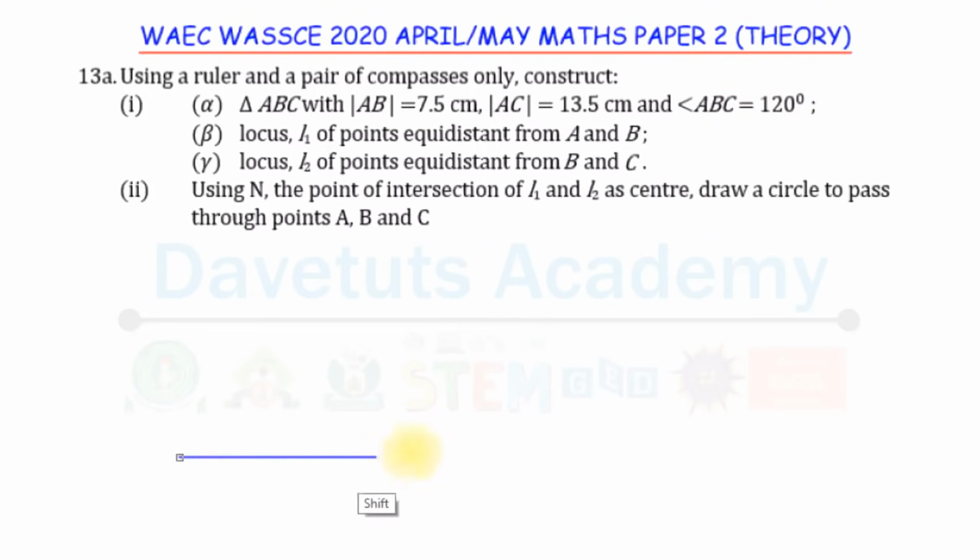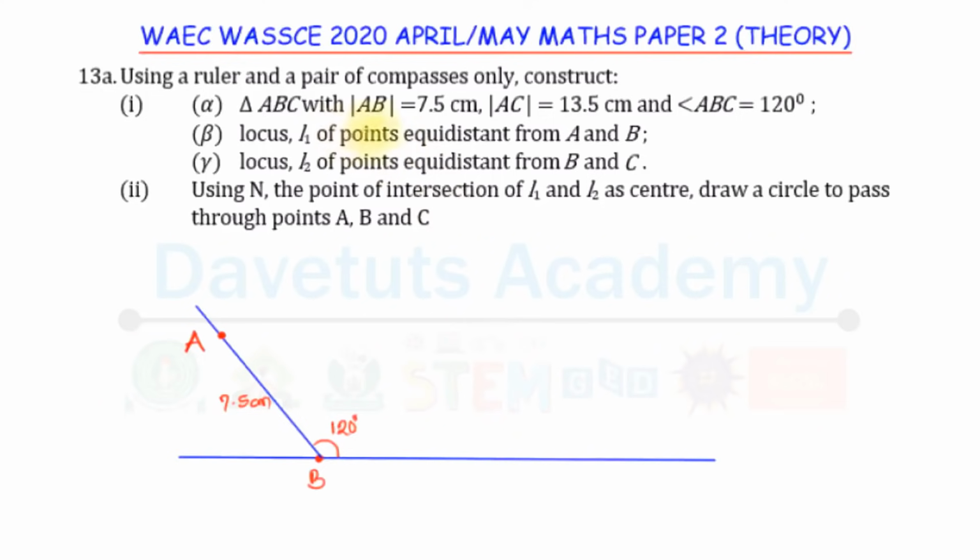So if we have our straight line like this, we can say we want to locate point B. So this will be point B, and it is on point B that we can mark off 120 degrees. So from B, we want to mark off 120 degrees to go to line A. Something like this. Here this is going to be 120 degrees. And then from B to A, that will be 7.5 centimeters.